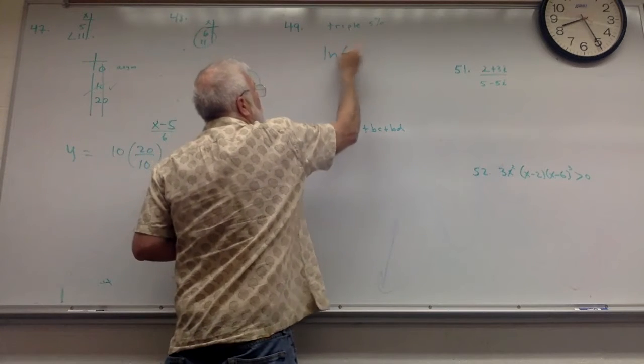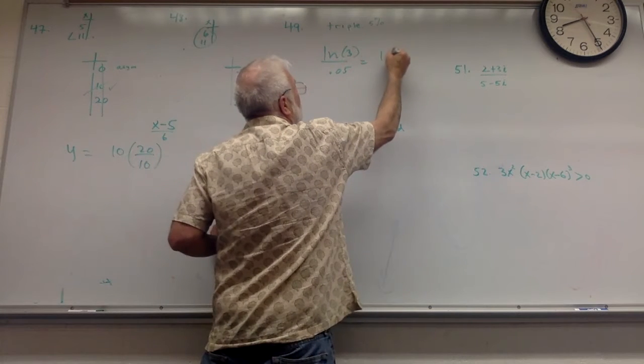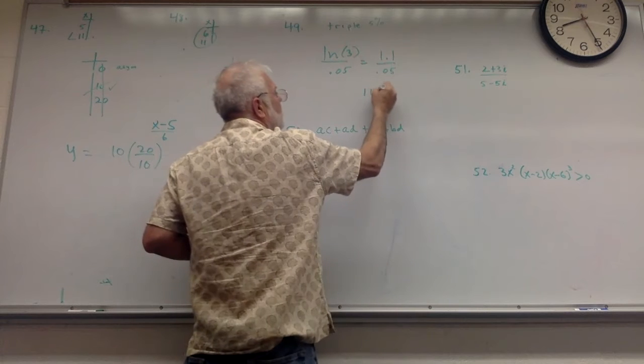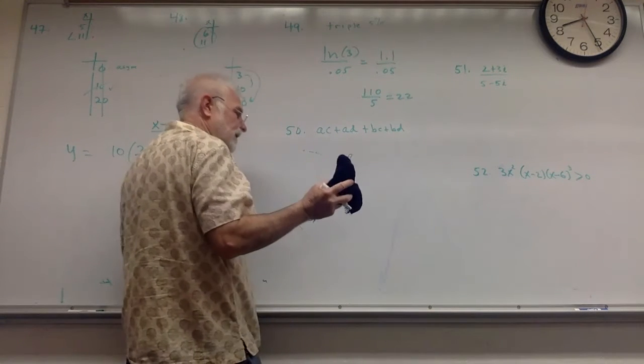ln of 3 over 0.05 equals 1.1 divided by 0.05. Multiplying by 100 makes 110 divided by 5, which is about 22 years. Now, it won't take any shortcuts.